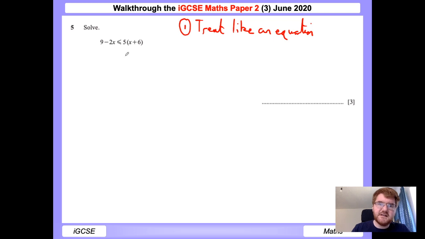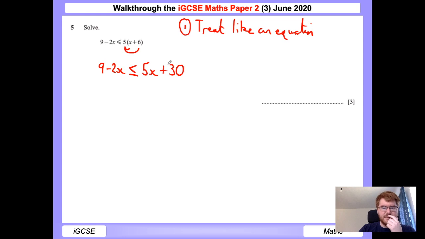So first thing we do is we expand out the bracket like so. So we get 9 minus 2x, and keeping that the same. 5 times x is 5x. 5 times plus 6 is plus 30. Now at this point we can solve this in a couple of different ways. I'm going to minus 9 from both sides. I'm going to do it this way to show a point right at the end. So this cancels with this. So we're left with minus 2x is less than or equal to 5x.